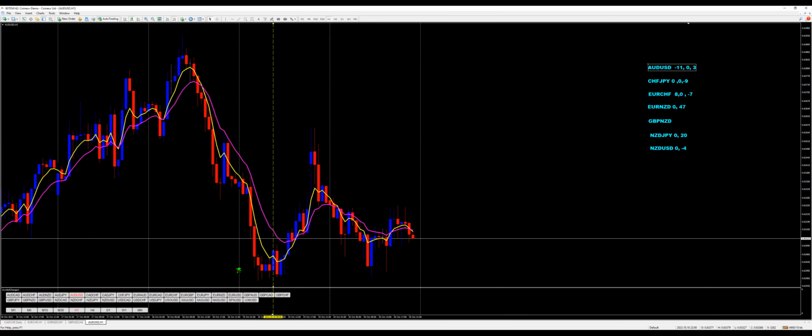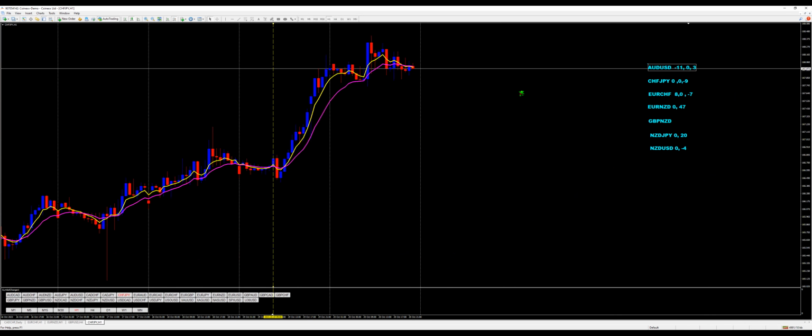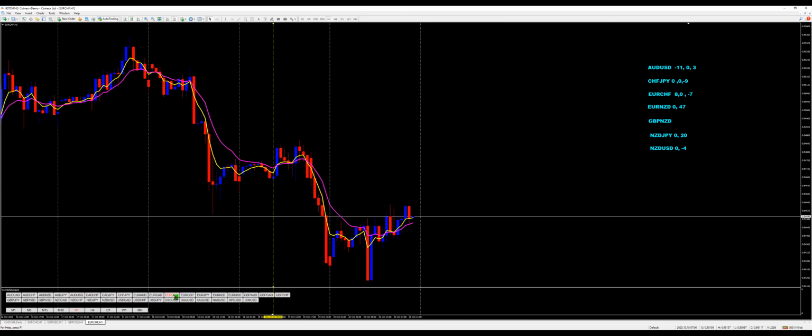All right, and next one, the Swiss yen. We're looking for a long on that one. It's not set up. Of course, it's set up in the US session. Euro Swiss, we are looking for a short. It's not set up.